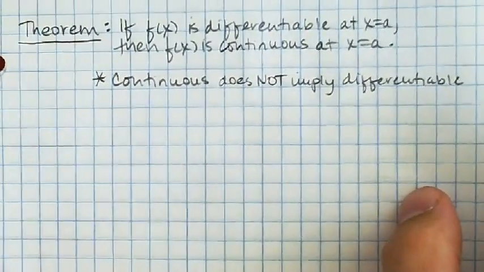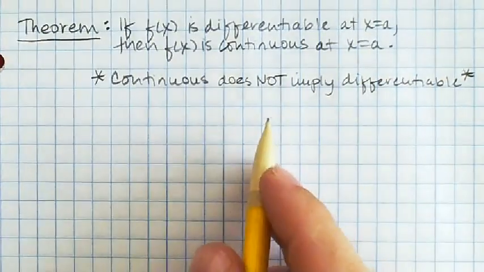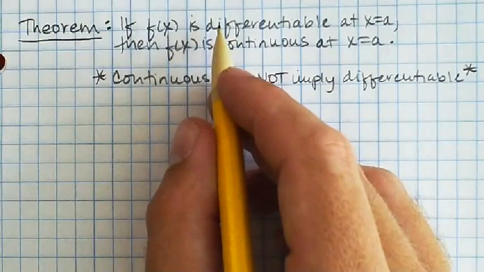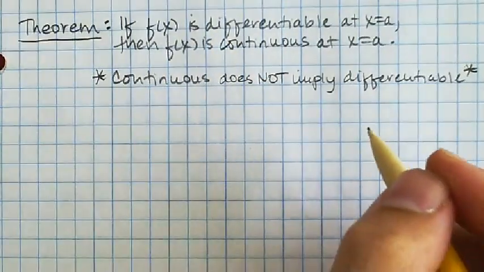Okay, I've just barely gone off the edge. So I've just been very clear: differentiable implies continuous, but continuous need not necessarily imply differentiable.